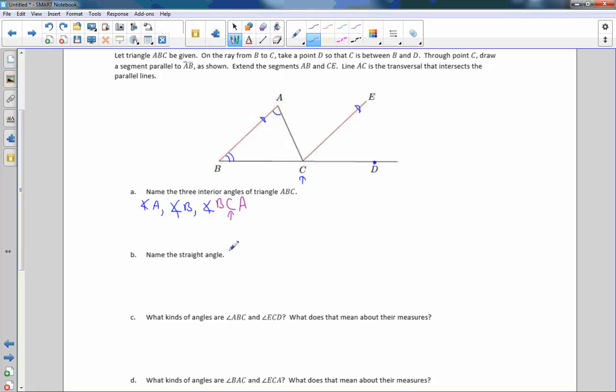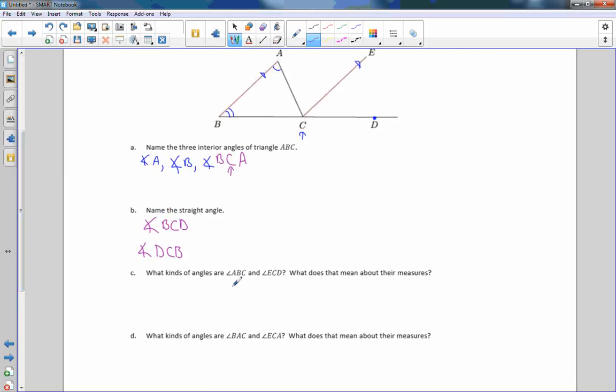Okay, now it says to name the straight angle. Straight angle's right here. Again, I just explained that I cannot name it just C because there are 1, 2, 3, 4, 5, 6 angles there. So I need to use all 3 letters. So this line starts at B, goes through C, and ends up at D. So I'm going to name that angle B, C, D. I could also name it the other way around, angle D, C, B.